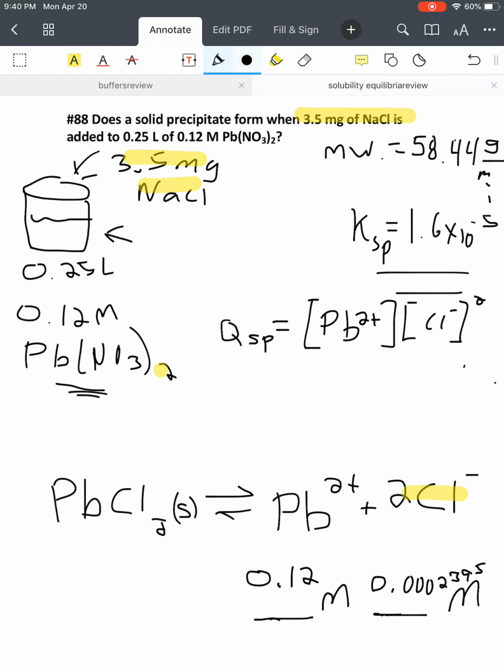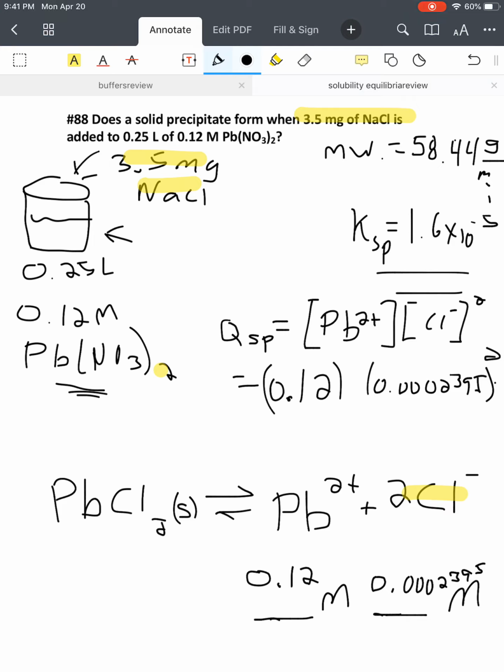Got to square the chloride. But what we put into these brackets are not the equilibrium concentrations. However, they are the initial concentrations. So for instance, my initial concentration of my lead is 0.12, and my initial concentration of the chloride, which I need to square, is 0.0002395. Run out of space. I'm going to have to erase this and write it again. Like I said, I got to square that one, right? And that's what we're going to do.